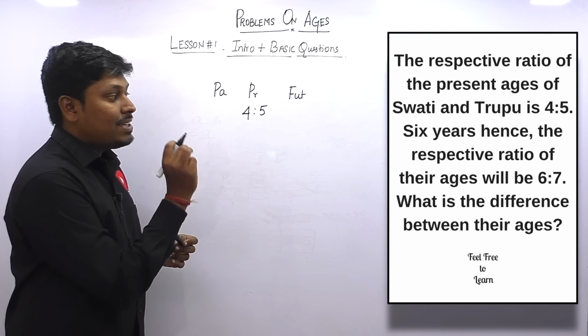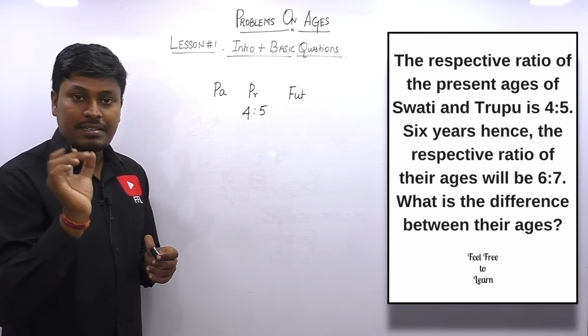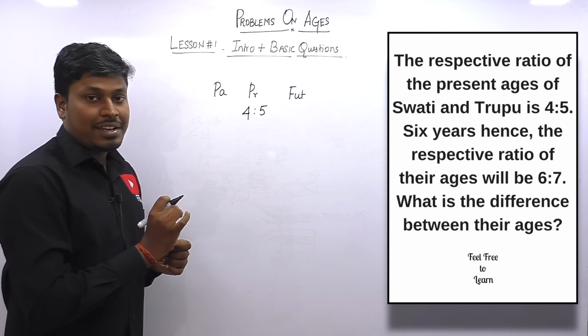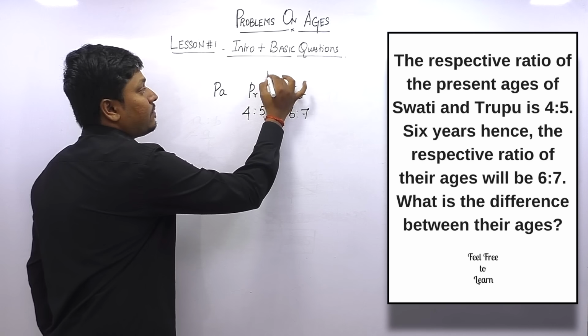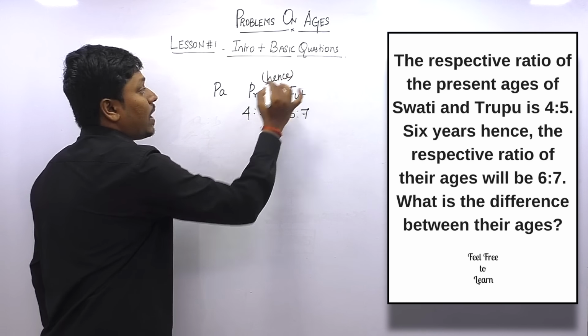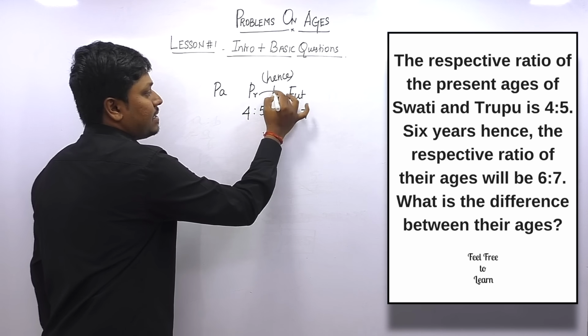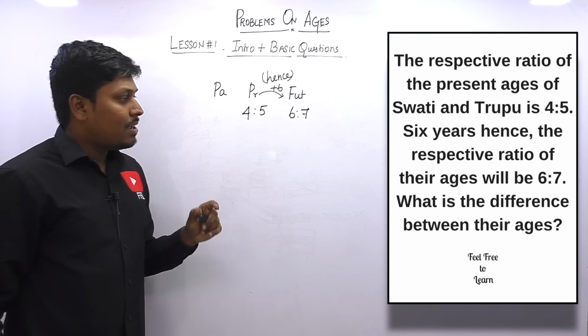Listen to the word carefully: 6 years hence. So the word hence determines the future. So after 6 years their ages are in a ratio 6:7. So now they are talking about the future, because we have found the word hence. So after how many years? 6 years hence, which means after 6 years from the present, their ages are in a ratio 6:7. And what is our target?